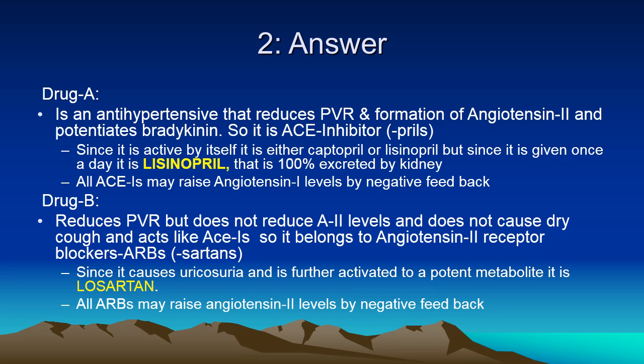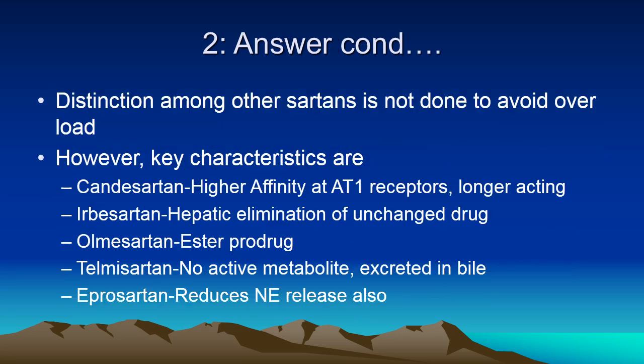Now, looking at drug B, it shares many of the actions but does not reduce angiotensin II levels and does not cause dry cough, yet acts like ACE inhibitors. So it belongs to angiotensin II receptor blockers, or sartans. Since it causes uricosuria to some extent and is further activated to a metabolite, it is losartan but not other drugs. All ARBs may raise angiotensin II levels, as compared to the rise in angiotensin I with ACE inhibitors, by negative feedback.